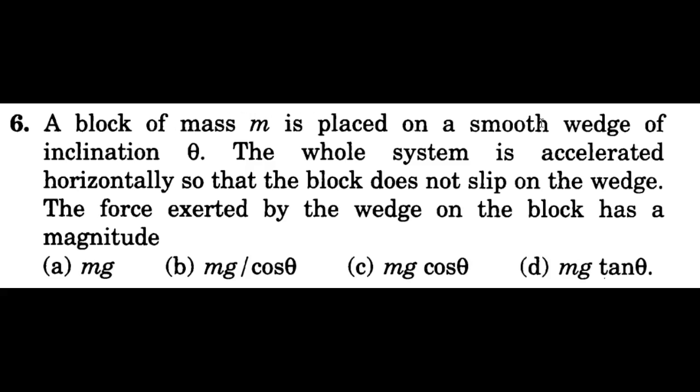The block of mass m is placed on a smooth wedge of inclination theta. The whole system is accelerated horizontally so that the block does not slip on the wedge. This means if I am an observer outside, I can see that the block is not slipping, the block is not moving relative to the wedge, because the whole system is being accelerated. Now we have to find the force exerted by the wedge on the block.